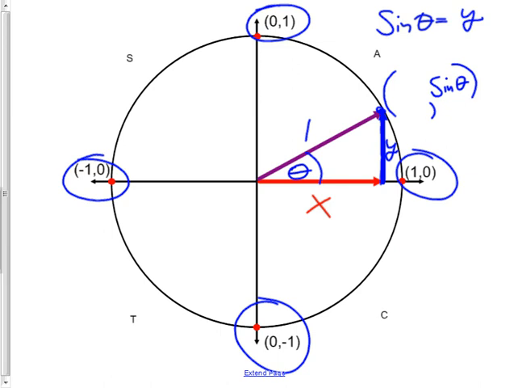Okay, now go back to cosine. In this triangle, what's cosine of that angle? Cosine of the angle would be x, adjacent over hypotenuse, x over 1. So cosine of the angle is x. So this is cosine. That spot is cosine, comma, sine.